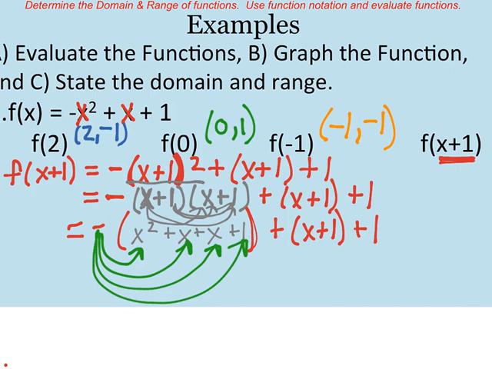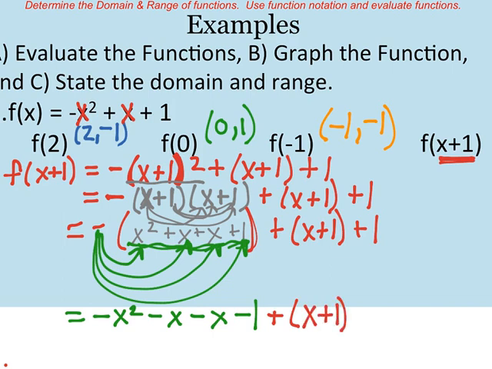Some people might have simplified what's in these parentheses first and then distributed the negative. That is totally fine. That is what I'm going to do in the future, but I'm just wanting to walk you through those order of operations step by step right now. When I distribute that negative sign, or that negative 1, I'll get negative x squared minus x minus x minus 1. And then everything else from the original problem stays.